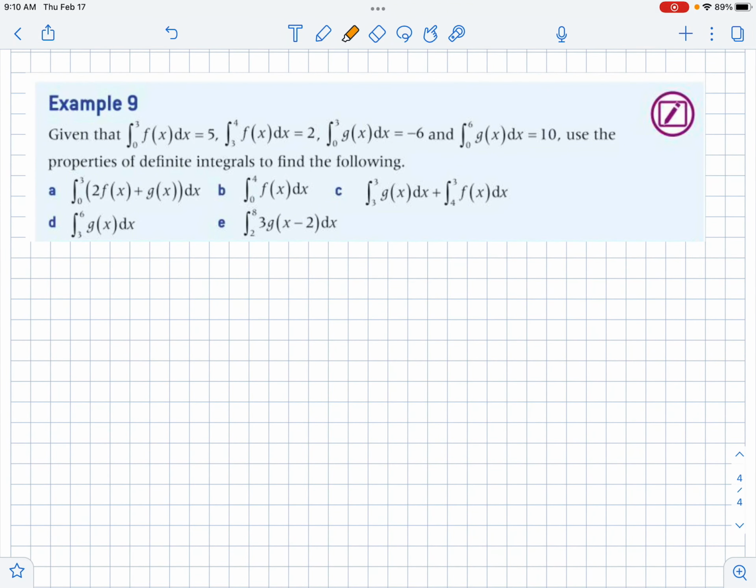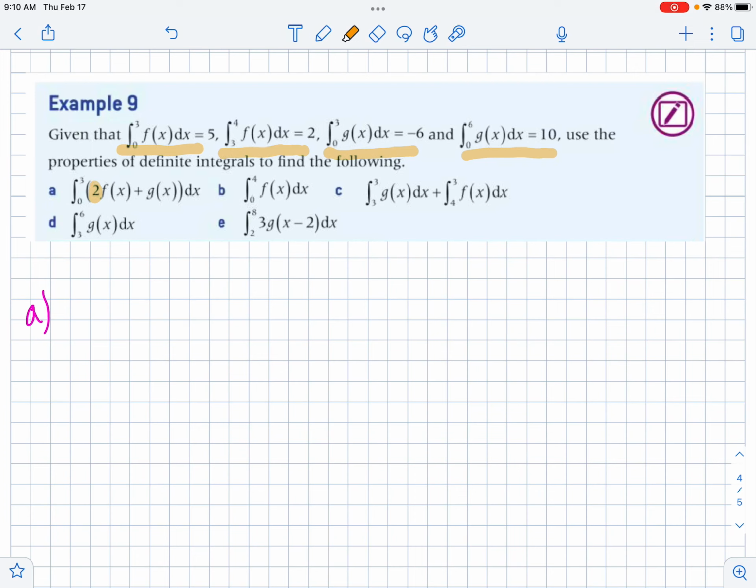Last thing, I apologize, I'm running short on time. They give us these definite integrals: 0 to 3, 3 to 4, those are both for f, then 0 to 3 for g, and 0 to 6 for g. We're going to use those to figure out these problems down here.